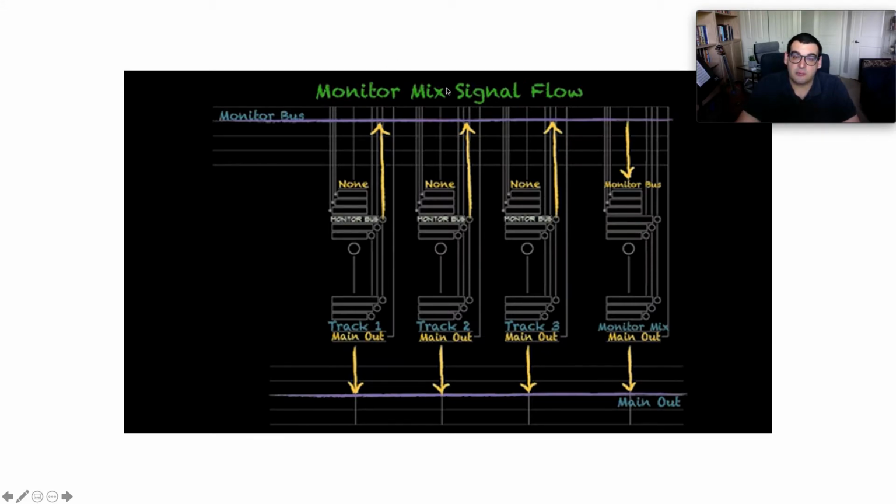This first one is your monitor mix. So you have your tracks, track 1, track 2, track 3, okay? The sound is going to go right to your main out speakers, okay? But then you create a bus for your monitors that are going to go to your audience, so that all of the tracks at the same time are going to go out to your audience, okay?